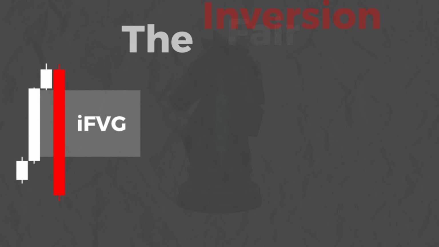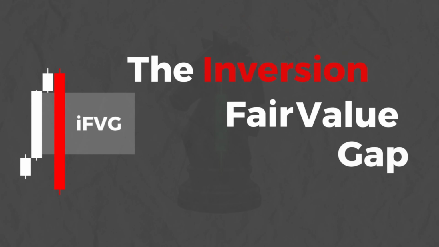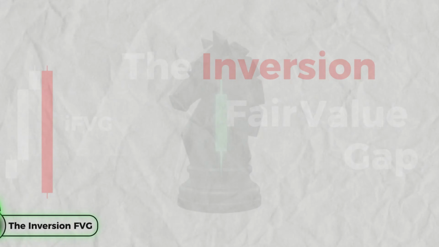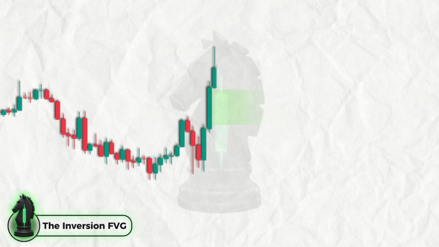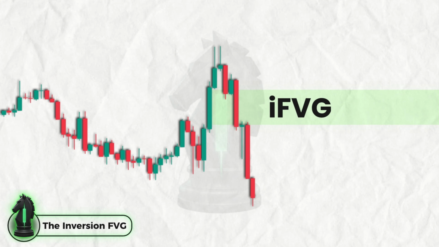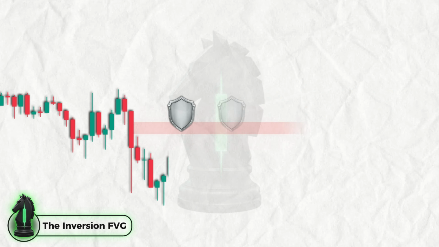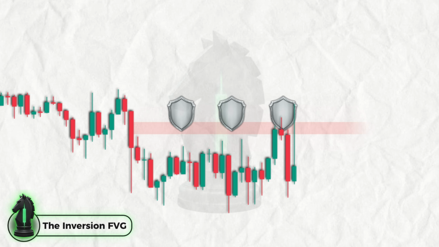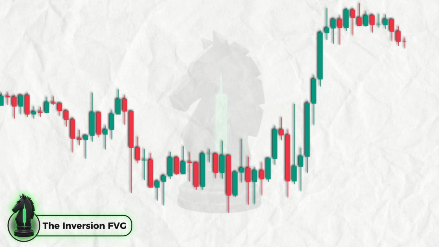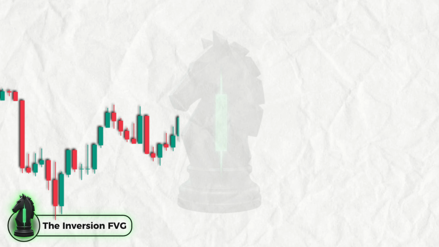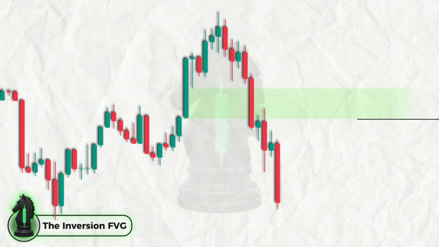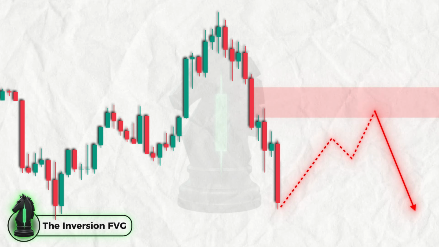This brings us to the inversion fair value gap. An inversion is simply a traditional gap that has been completely disrespected and violated by the market. When the algorithm refuses to hold a zone it was mathematically supposed to defend, it signals a massive institutional shift. Imagine a bullish gap. If a massive bearish candle slices straight through it and closes below it, that failed support zone instantly transforms into a predatory resistance ceiling.